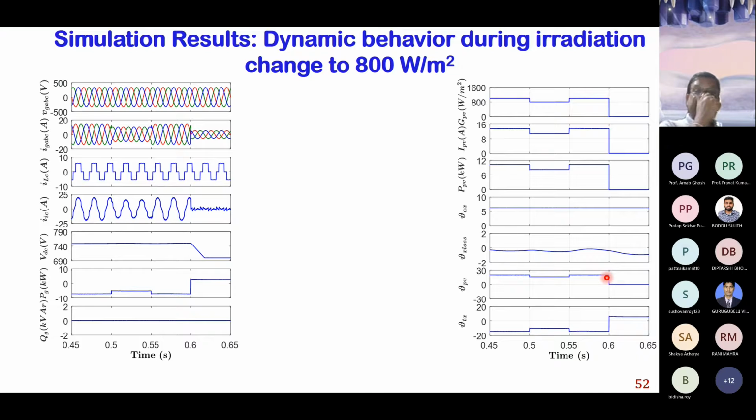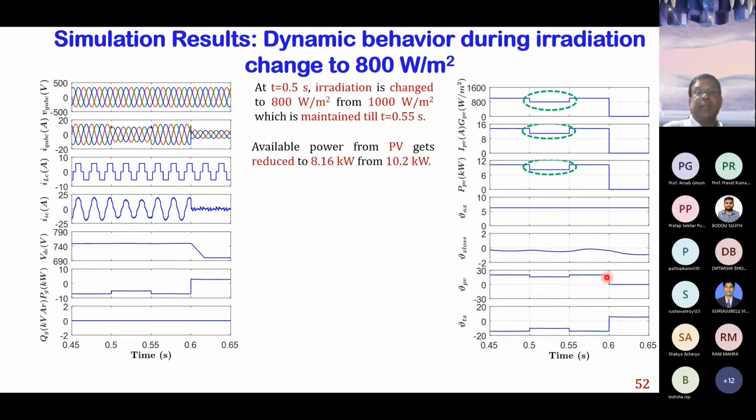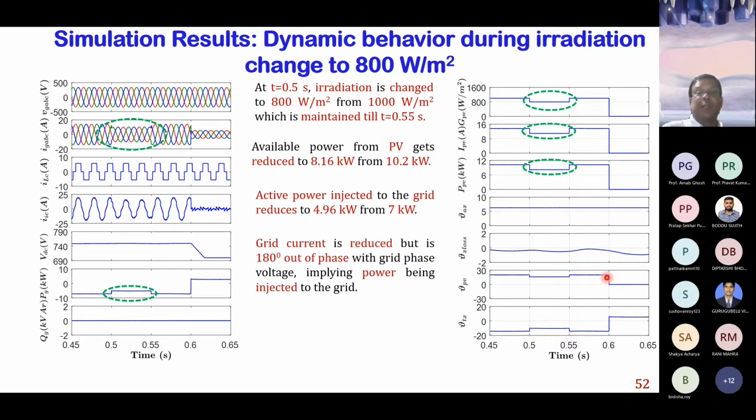And what we did is we implemented this algorithm for 800 watt per meter square when it has dropped down to 800 watt per meter square. We could see that at time t equal to 0.5 second, the irradiance changed to 800 watt per meter square, and it is maintained until 0.55 second. The available power from the PV gets reduced from 10.2 to 8.16. And therefore the active power injected to the grid reduces from 7 to 4.96 kilowatt. So this is the active power that reduced.